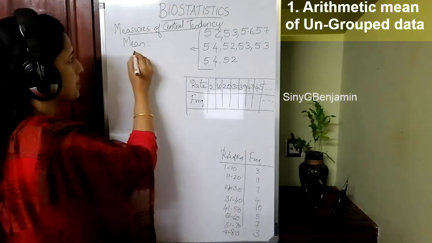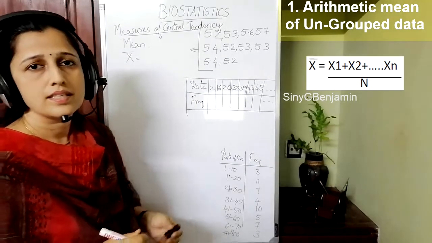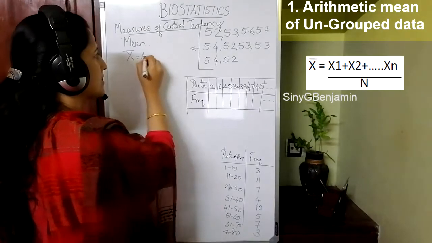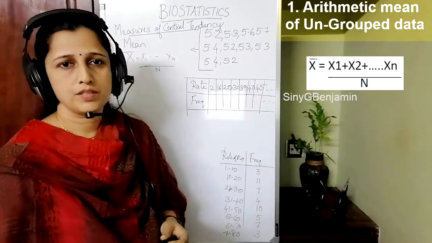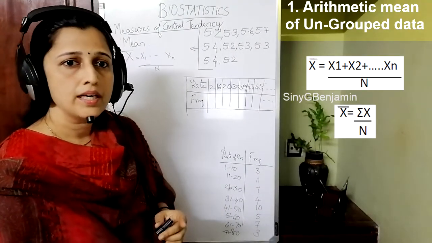Arithmetic mean, simply x bar, is equal to, as you can see in the equation here, x1 plus x2 plus x3 till xn divided by the total number of observations. That is the simple arithmetic mean for ungrouped data.